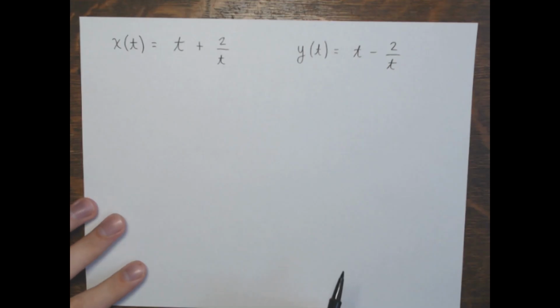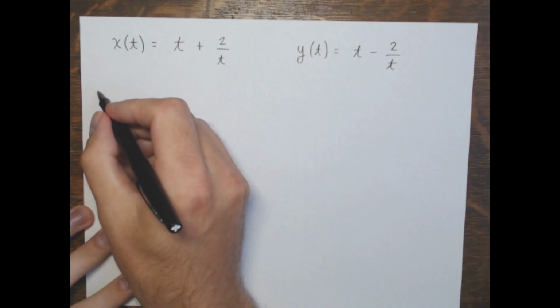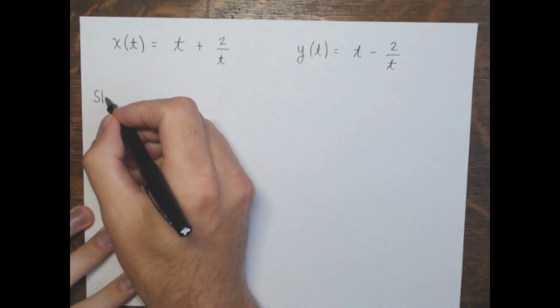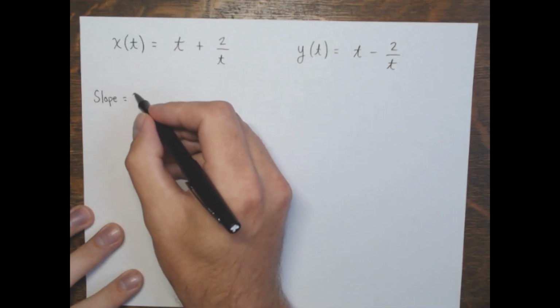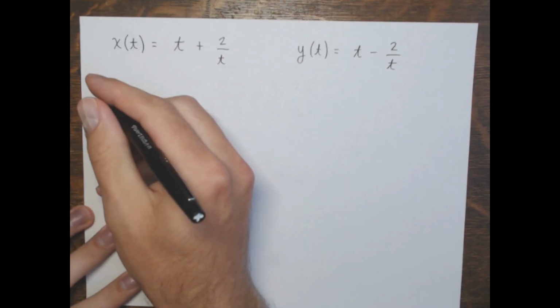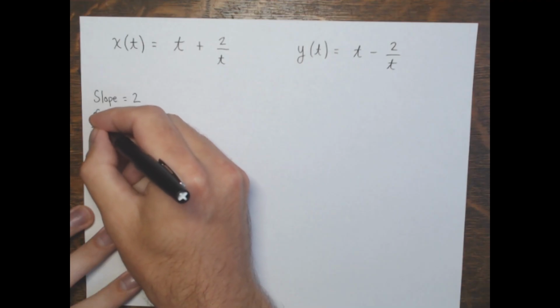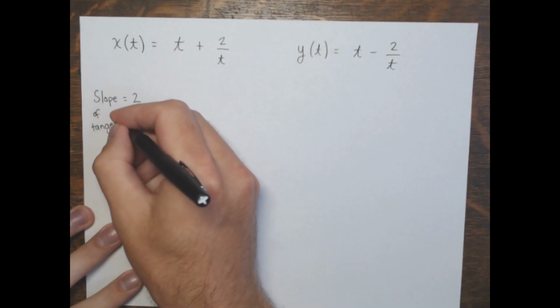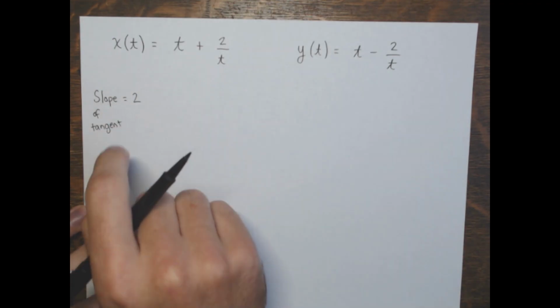Okay, so we want the points on the curve. They said they want the points to have a slope of 2. So that's the slope of the tangent to the curve. We want that to be equal to 2. Find the points where this happens.